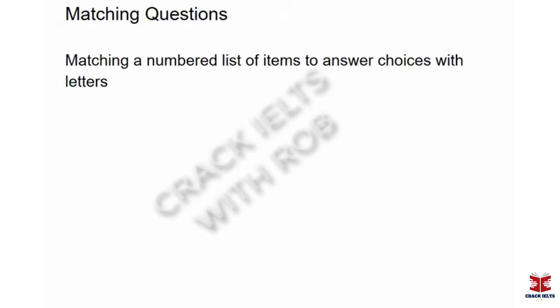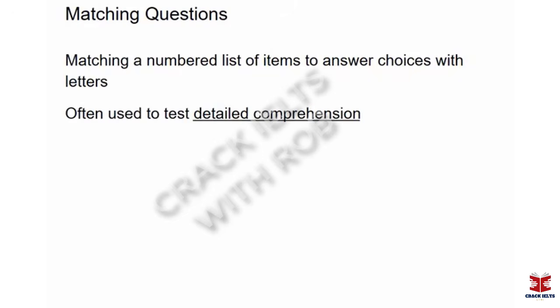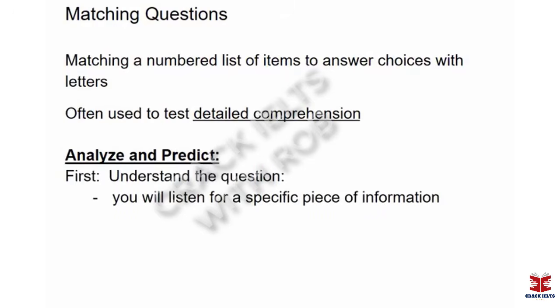All right, so as we just saw, the main point of this question, the main activity you'll be doing, is to match a numbered list of items. Okay, these are your questions with answer choices, which will appear in a list, sometimes in a box for you. So this question type is used to test detailed comprehension. So you're supposed to listen for details to answer this question type. As you're in the time you have before you listen, as you're analyzing this question type, there are a couple things to keep in mind.